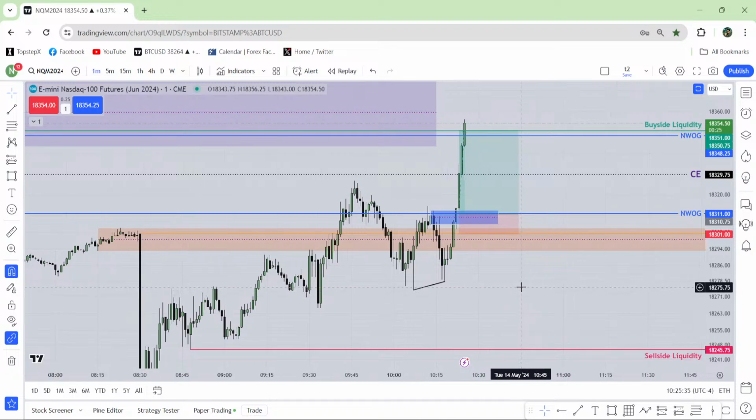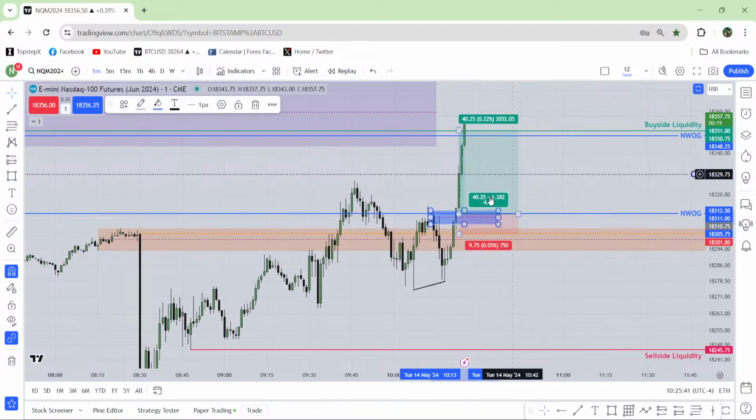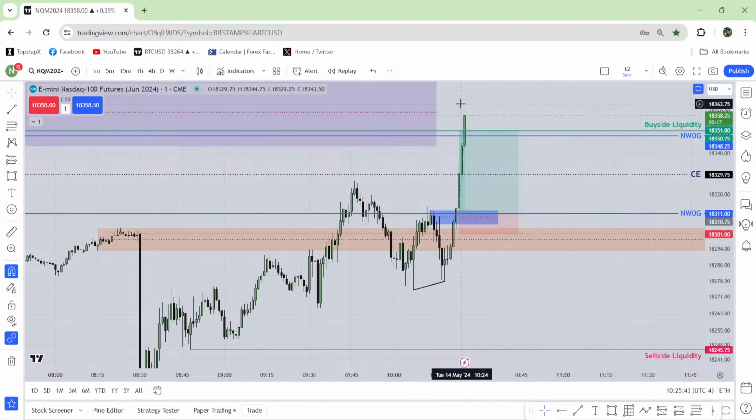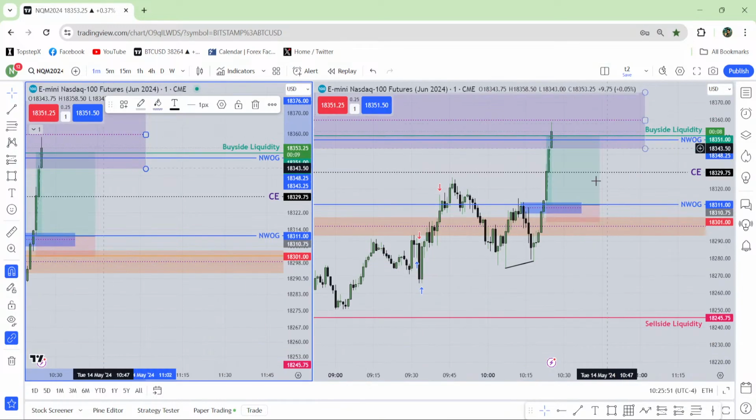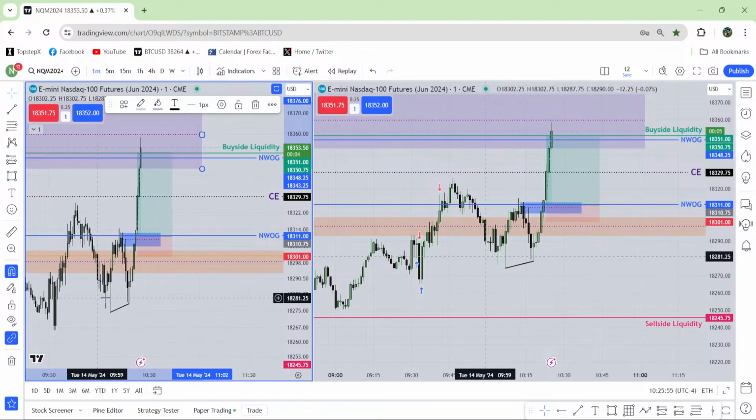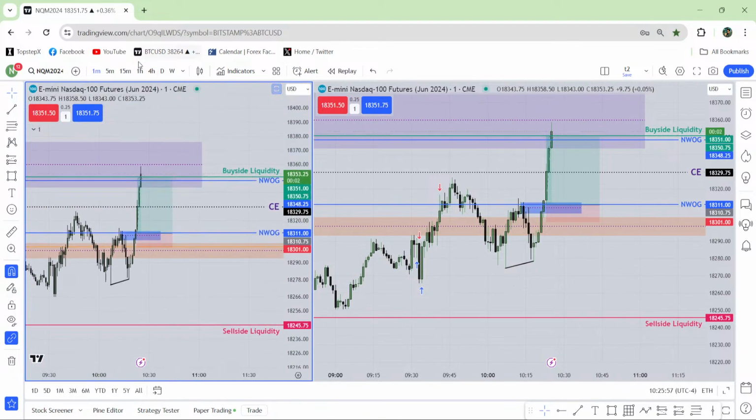Now, how can I frame a trade from the 1 minute chart? I don't have any higher time frame level over there. So how can I frame a trade? Brother, you always tell us to go with the high time frame. Here is my high time frame.